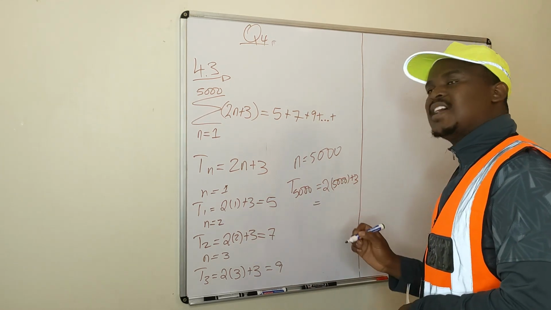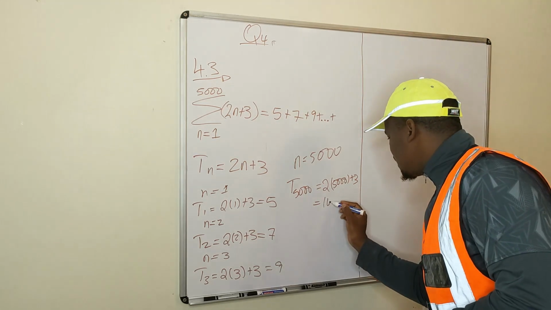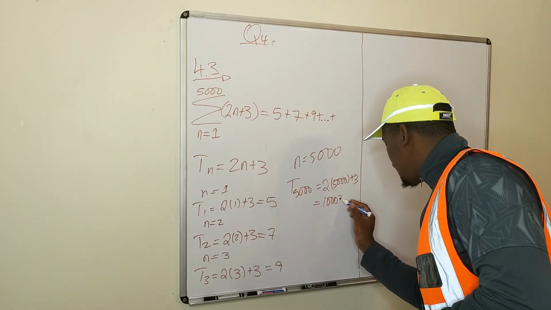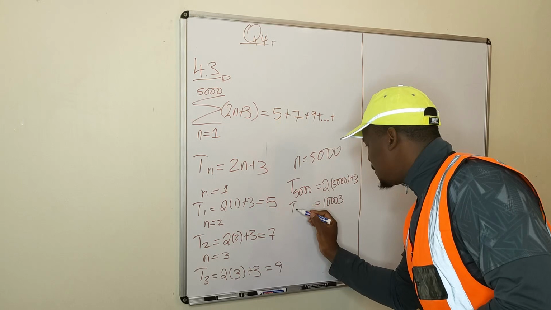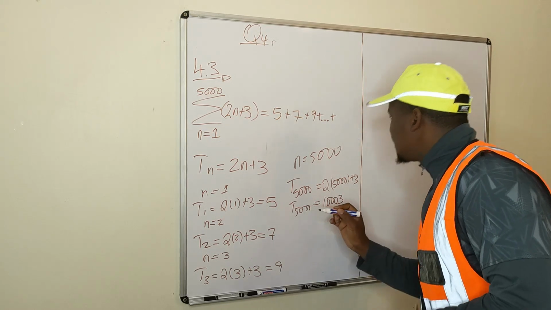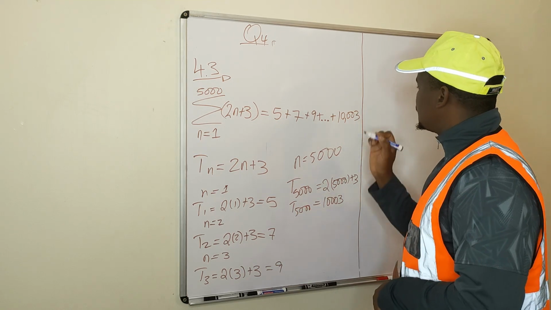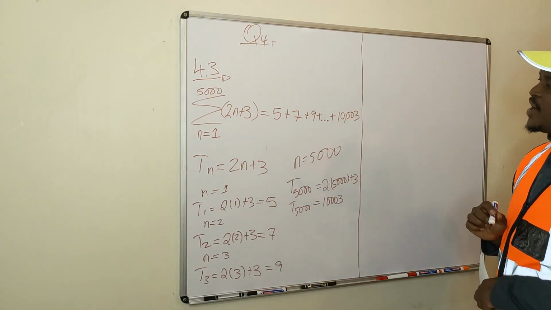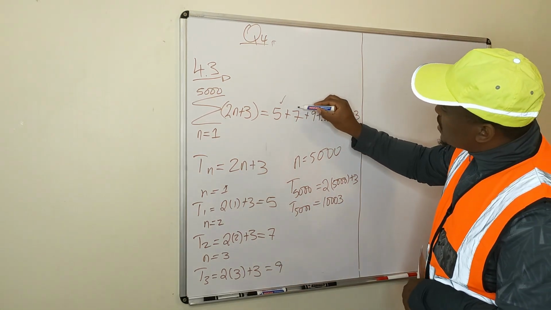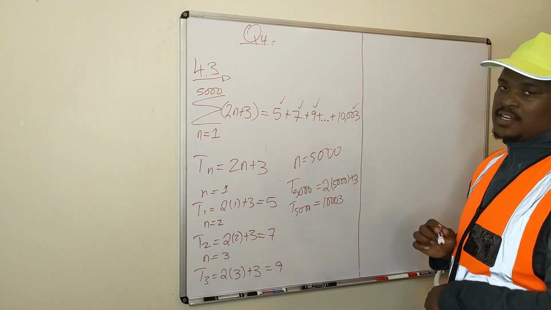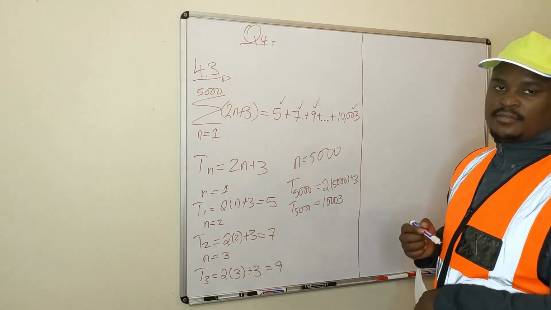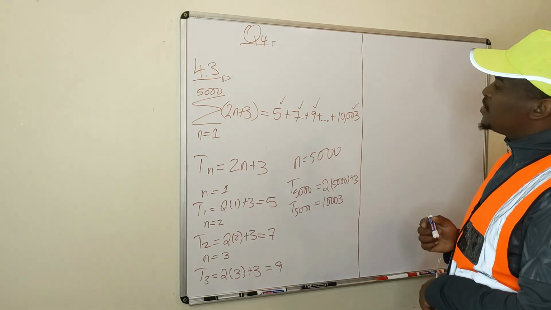2 times 5,000 is 10,000, right? Plus 3, so it's 10,003. So this is term number 5,000. So this is the last term. So you have 10,003. So this is what they want us to show. They say they want to see the first 3 terms and the last term of the series. So this is what we have. We're done with this question.